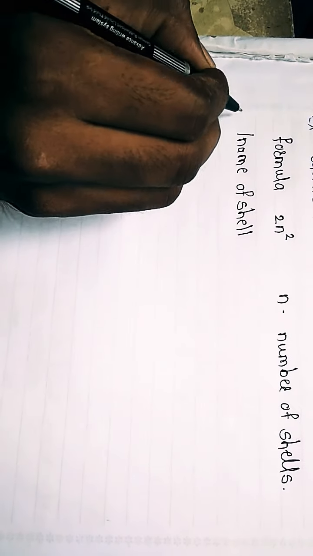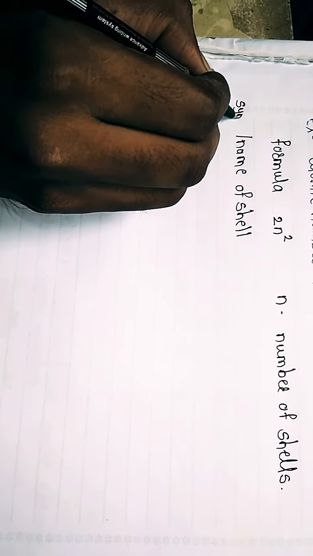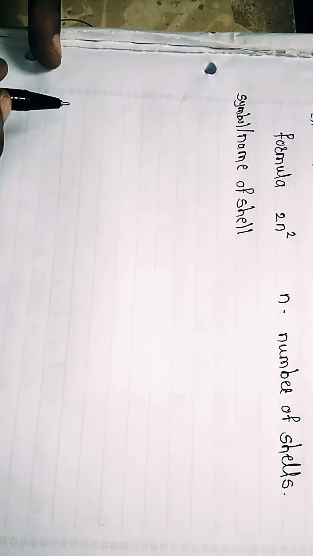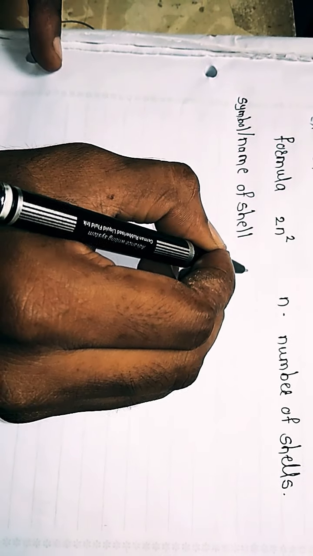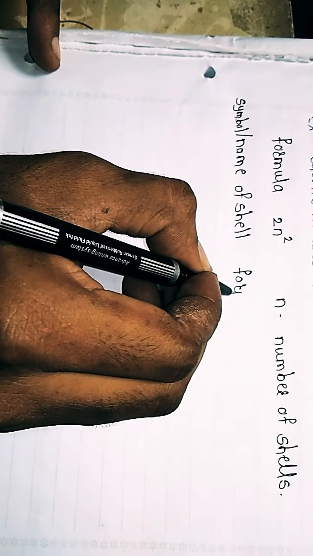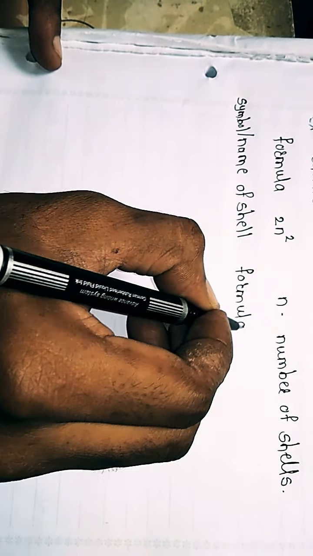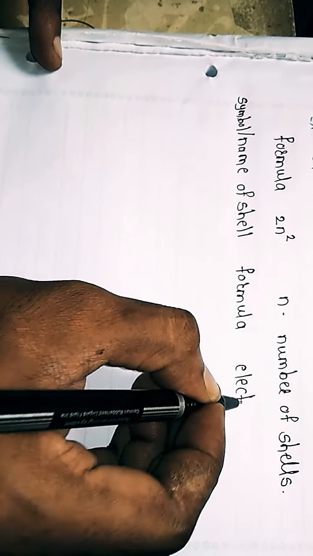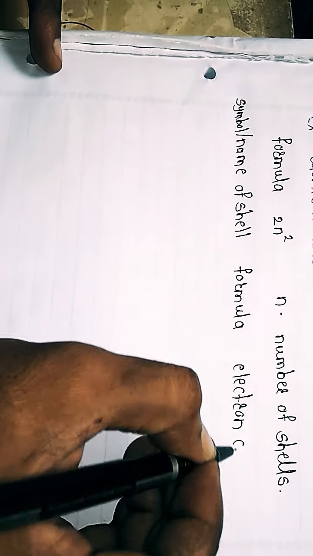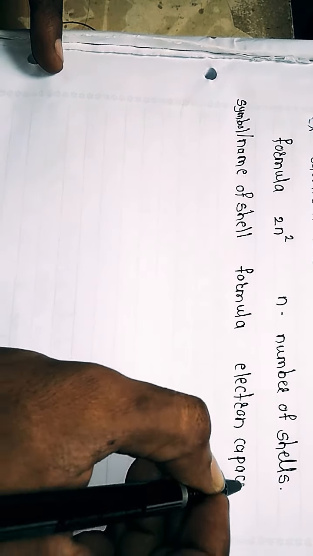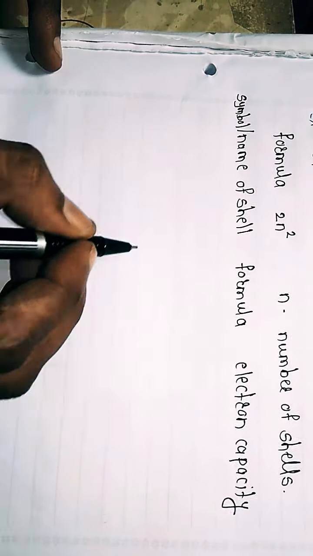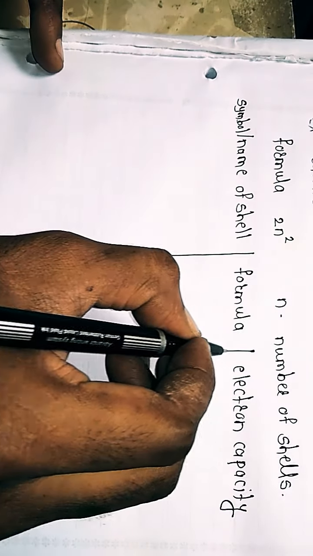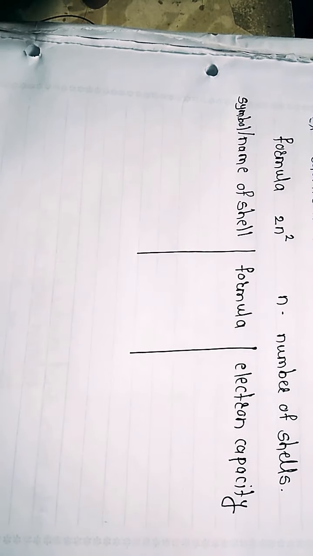We can also call it the symbol or name of the shell. Second one, formula. Third one, electron capacity. Through this, we can tell how many electrons are filled in a particular atom.